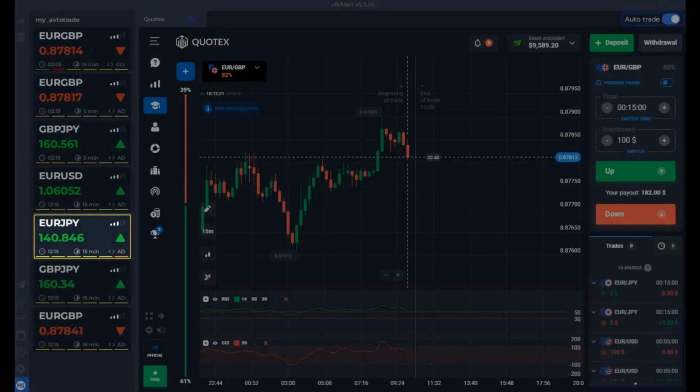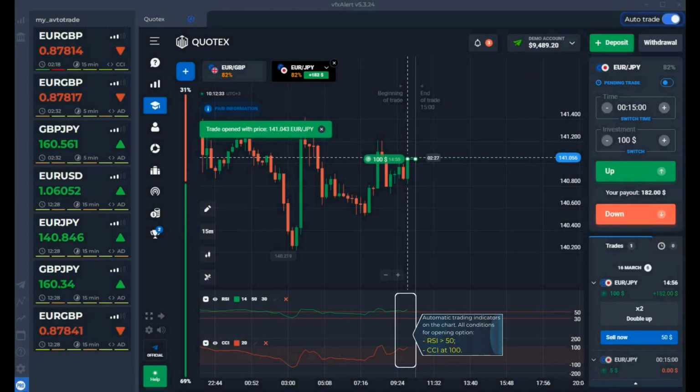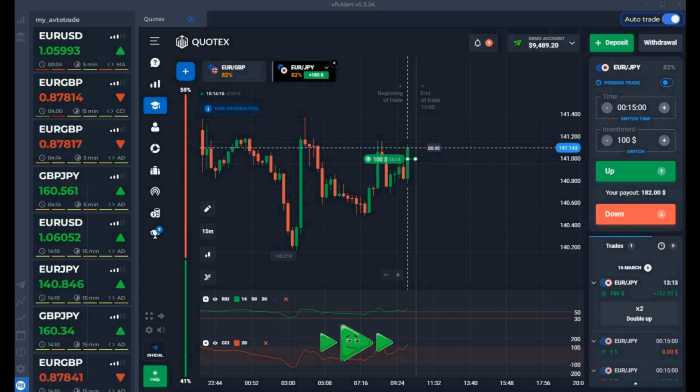First auto option on Euro-Yen. Let's look at indicators. There are all the conditions of the strategy. The option is opened correctly. The option is in profit, far from the opening level. Expiration 15 minutes. Even if a rollback begins, there will be enough time to close in profit.